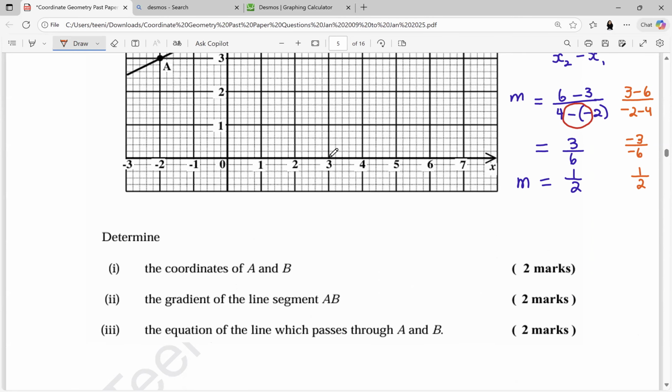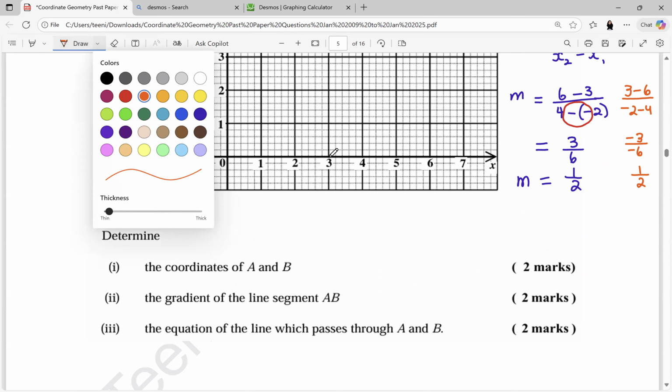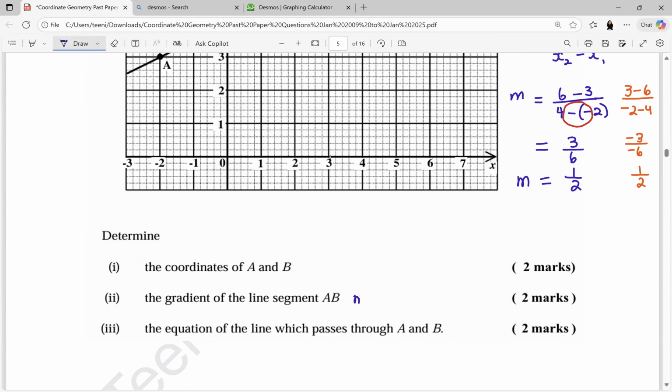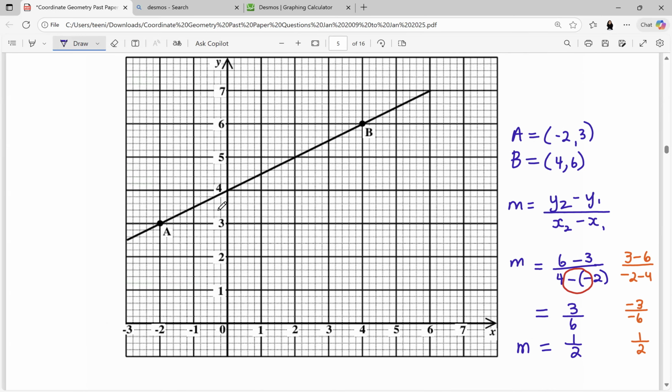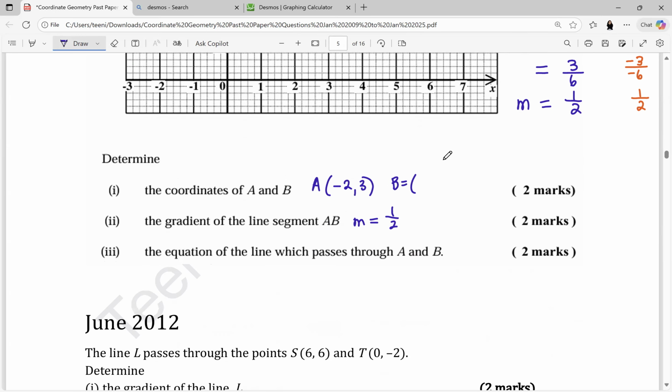So the first question, the answer for that first part was the coordinates of A and B, and then the gradient of the line segment would be m is equal to 1/2. The coordinates of A were negative 2, 3, and then the coordinates of B were, what was the coordinates of B again? 4, 6. All right, good.